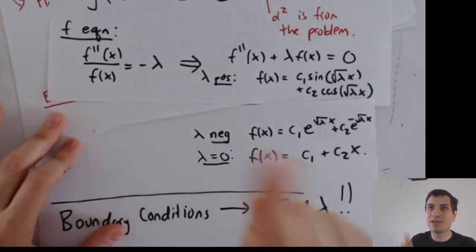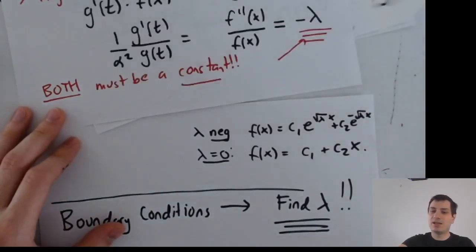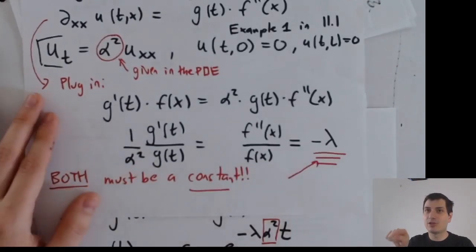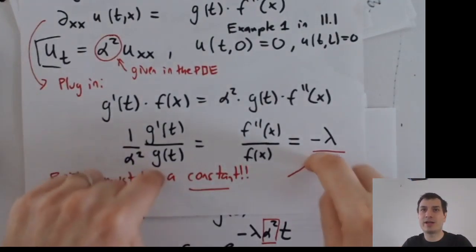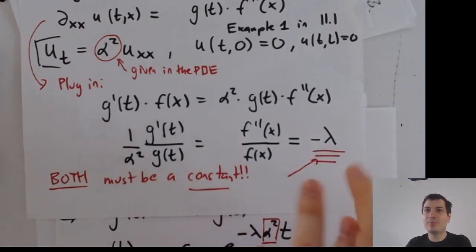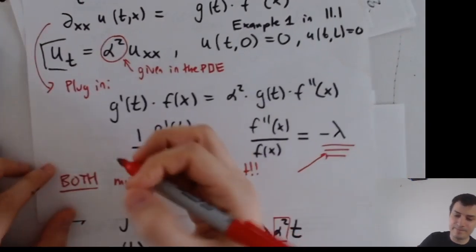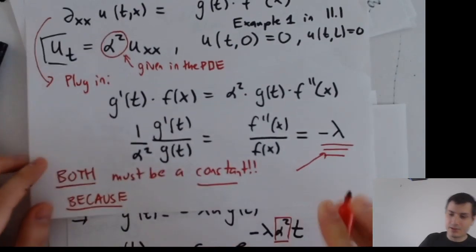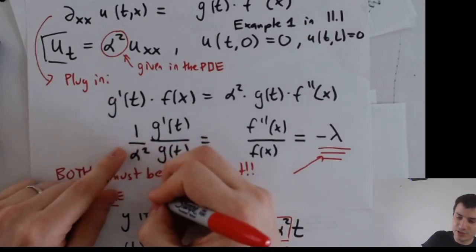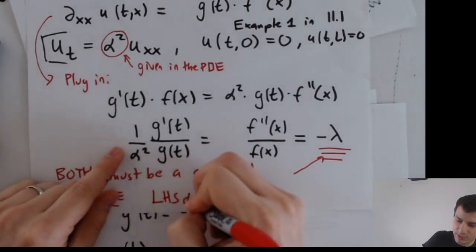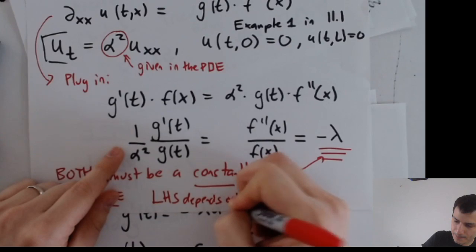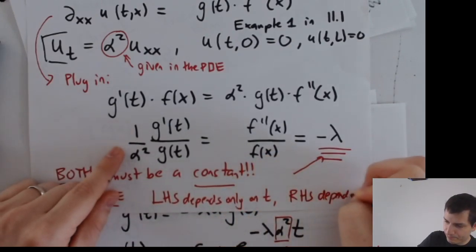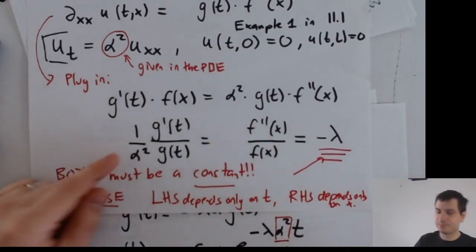Okay, before I do that, I want to address the question in the chat. Someone said, why were both ratios equal to a constant? So this is the one important trick in separation of variables. The reason they are both equal to a constant is because in this equation, the left-hand side is a function of time. The left-hand side depends only on t, and the right-hand side depends only on x.